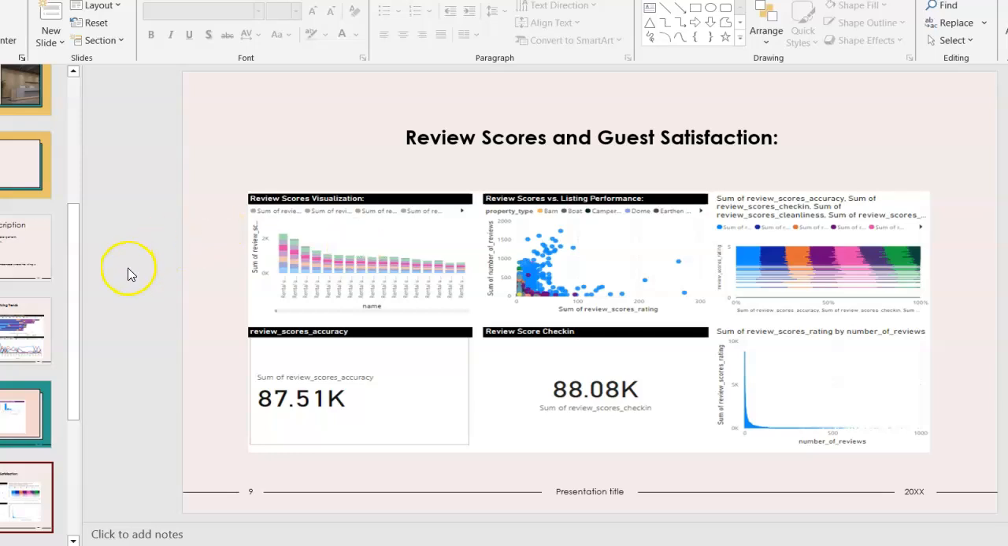Property and room trends. The distribution and trend analysis of property and room types provided insights into market preferences and shifts in guest demands.